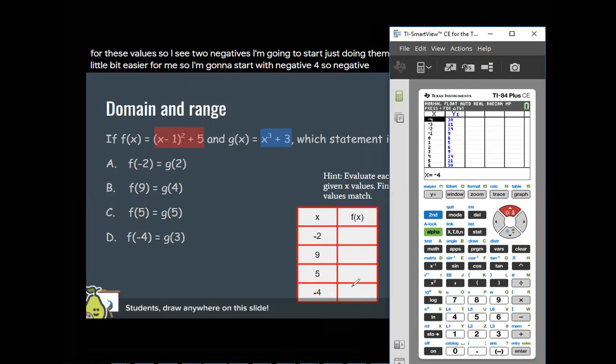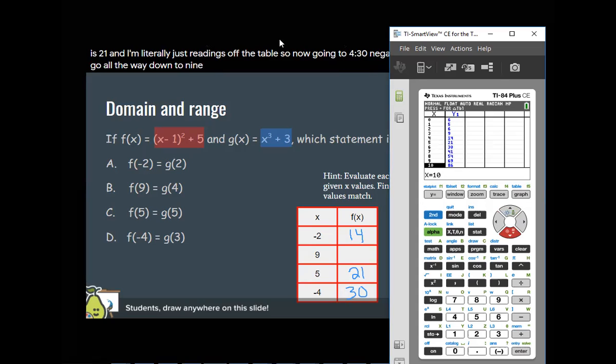-4 is 30. -2 is 14. -5 is the next one. -5 is 21. And I'm literally just reading these off the table. So -4, 30, -2, 14, -5, 21. I've got to go all the way down to 9. 9 is 69. Okay, so we did our first one.